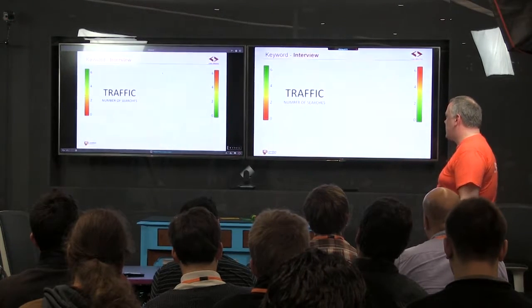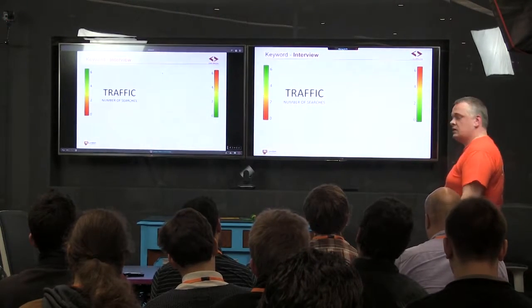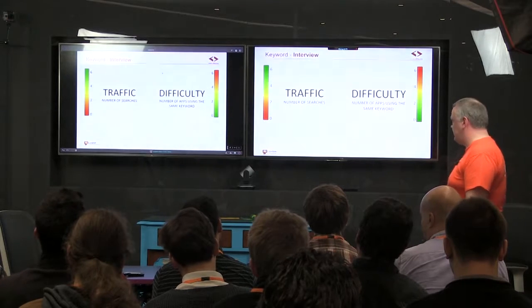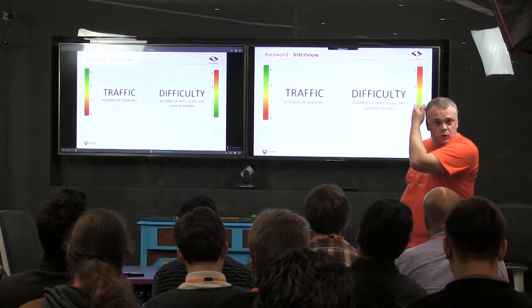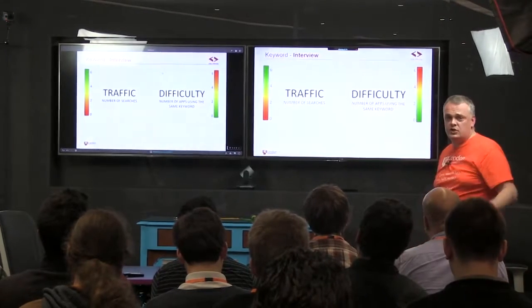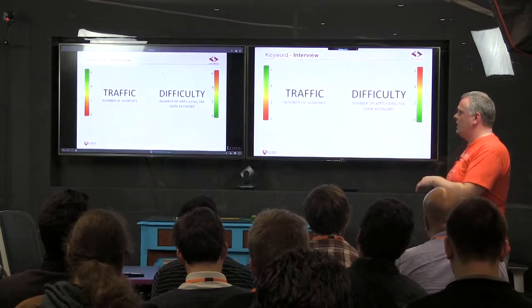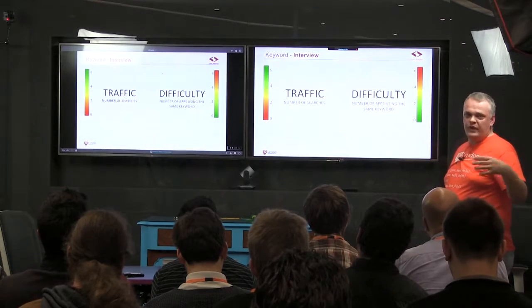So what we're looking at is traffic. That's one element. The second one is difficulty. So how many other applications are competing with our application when searching for the same keyword? There is a third one I'm also using, which is the actual number of applications in the App Store. Okay.